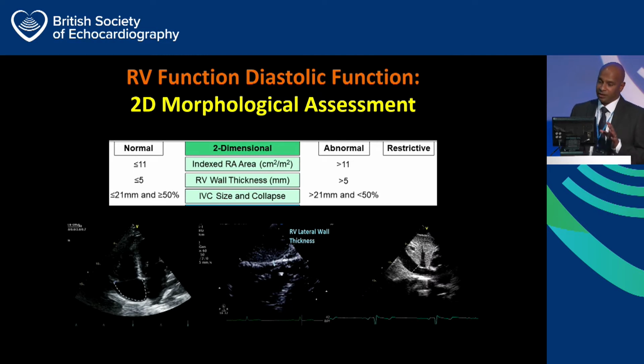Finally, and briefly in terms of function, I'll briefly mention RV diastolic function assessment. This is not part of the standard data set. If you were going to attempt to measure RV diastolic function, there are 4 groups of measures to make. The first is 2D morphological assessment of right atrial size and pressure and your right ventricular wall thickness.